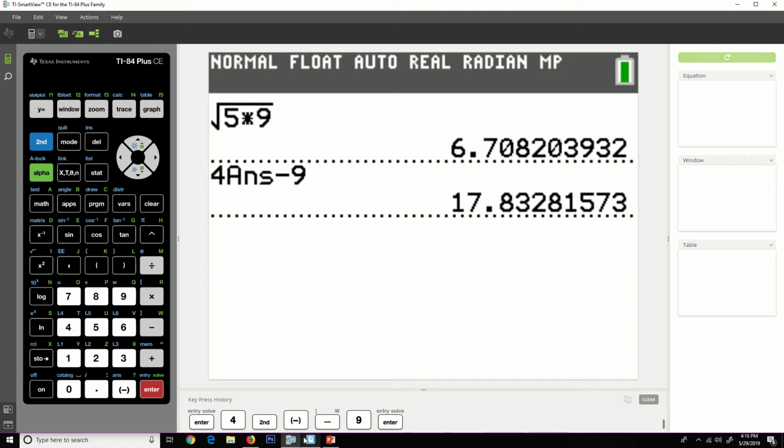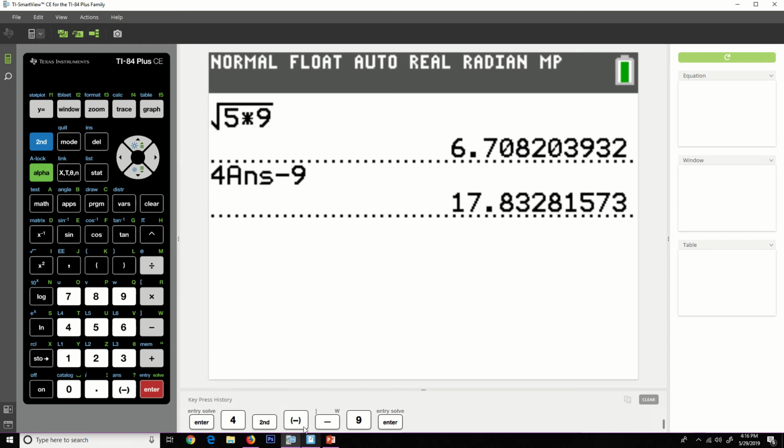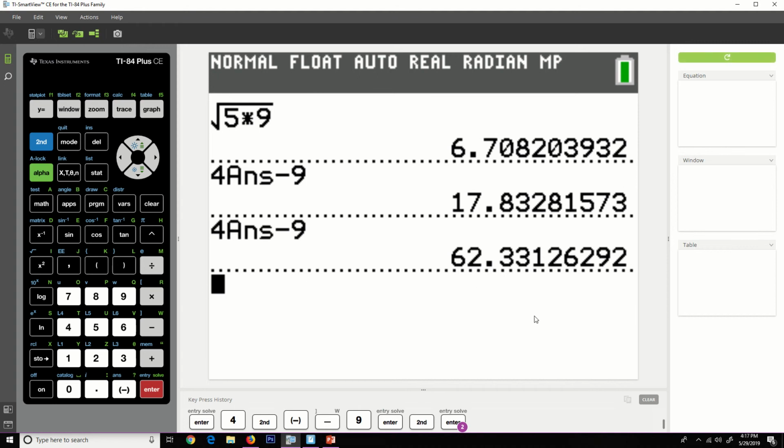But while we're talking about it, the entry key, which is kind of cool. Actually, let me do the entry and the answer at the same time. The second function of the enter button is the entry key. What it will do is put up to 10 of the last operations. So if you want to redo an operation, if I hit second and then entry, it will bring that last value up. And so when I hit enter, I get a different value.